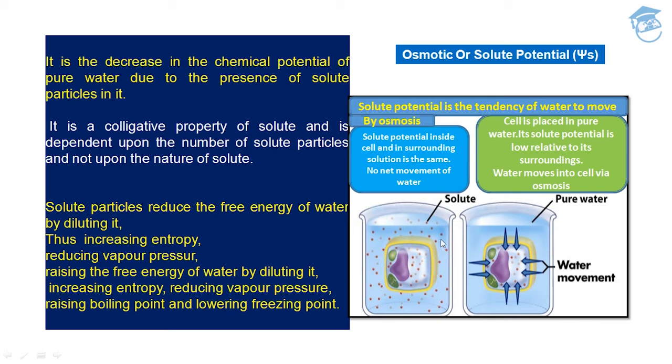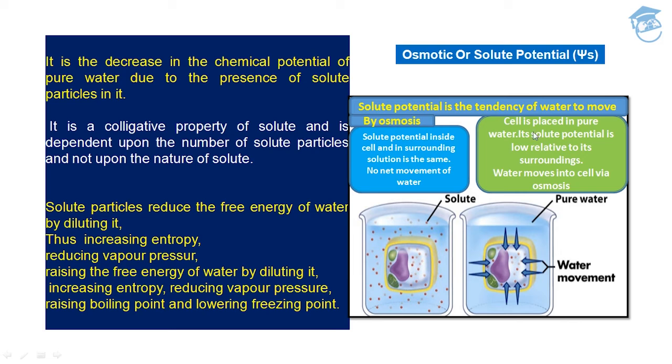See, this is the solution, these small ones are the solutes, this is the plant cell, this is the vacuole of the plant cell, and this is the mitochondria of the plant cell. The solute potential inside the cell and in the surrounding solution is the same. No net movement of water takes place.